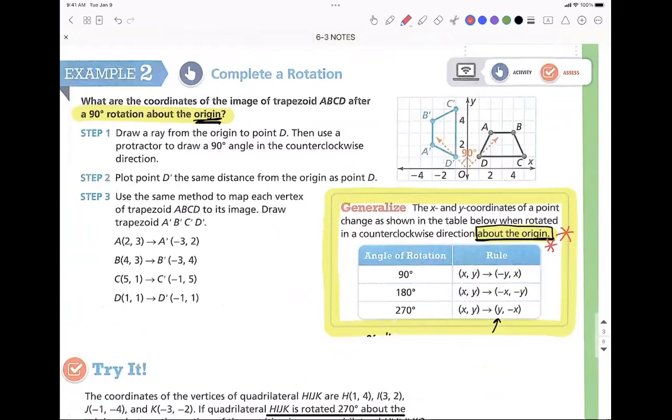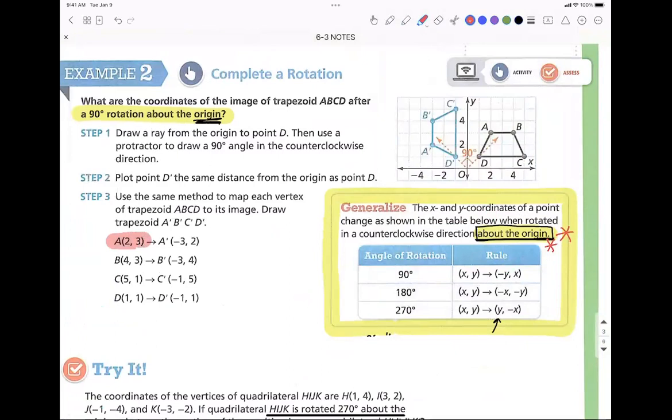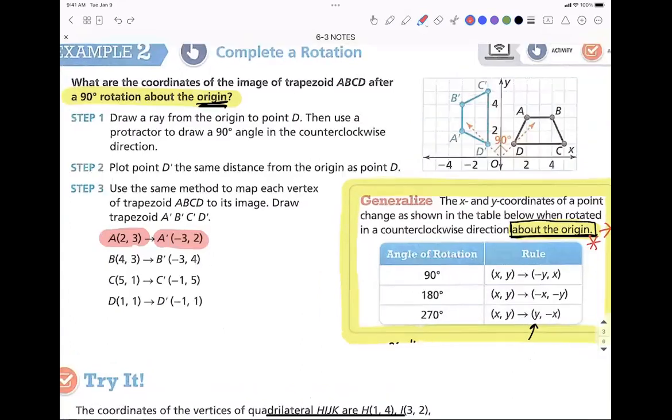The trapezoid ABCD, and I'll just do it line for line: A (2, 3) changed to A prime, which is now (3, 2). Notice that what was the X is now in the Y spot, and what was a positive 3 turned to a negative 3, and it went from the Y spot to the X spot. So your X and your Y flip-flop. And this creates a new point.